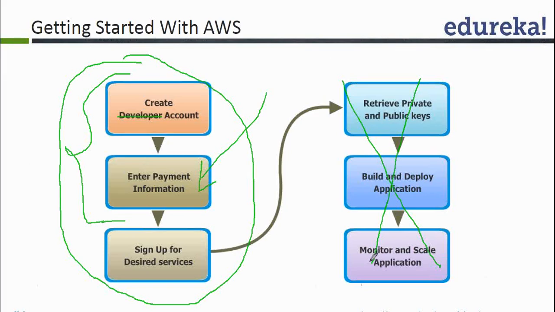Go to aws.amazon.com. aws.amazon.com. I'll show you the URL. Hold on.